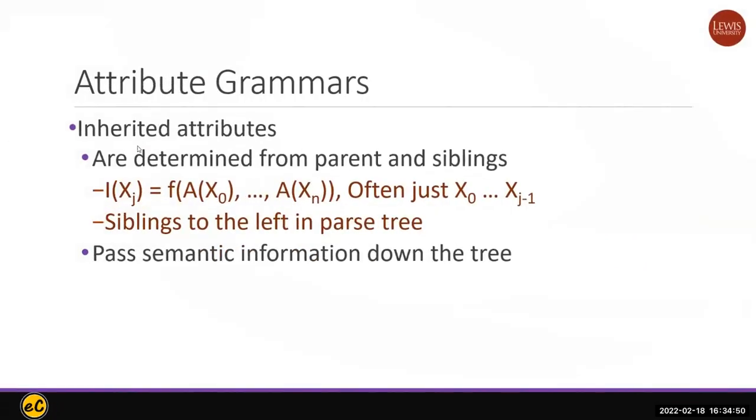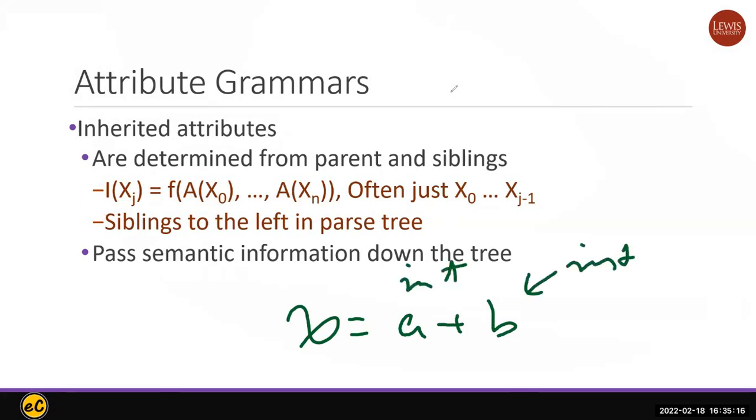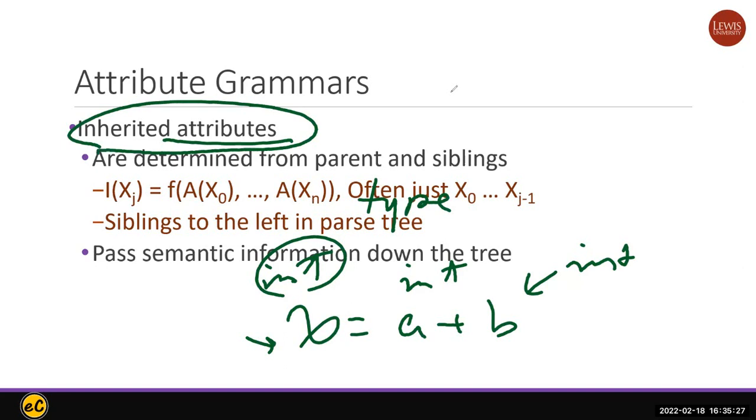There's another type called inherited attribute, okay. Inherited attributes are determined by parents and siblings in the parse tree. They pass the semantic information down the tree. So say you have x equals a plus b. This one is an integer, this one is an integer, this one is an integer. So the type of the variable is one kind of attribute. And that type of attribute is an inherited attribute.